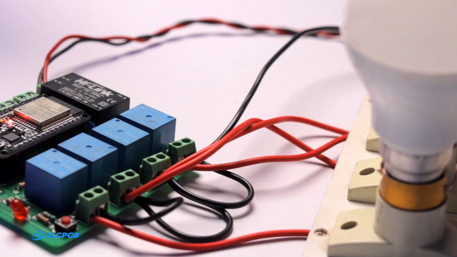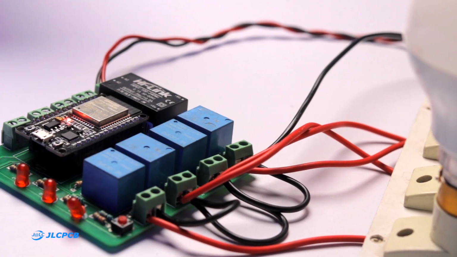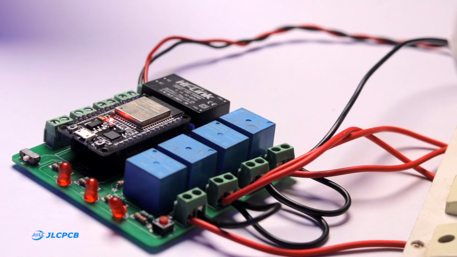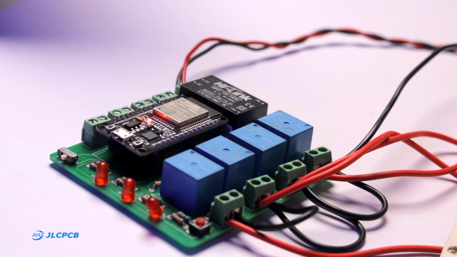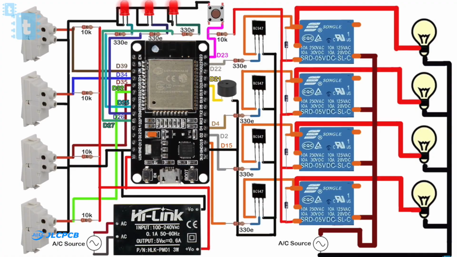Okay, now let's take this learning a step ahead and implement it in an actual project. Here I'll be using my previously made Internet and Manual Home Automation project, in which I used 4 relays connected with the ESP32 board, and I also used the HLK power supply, and everything was connected according to the circuit diagram.